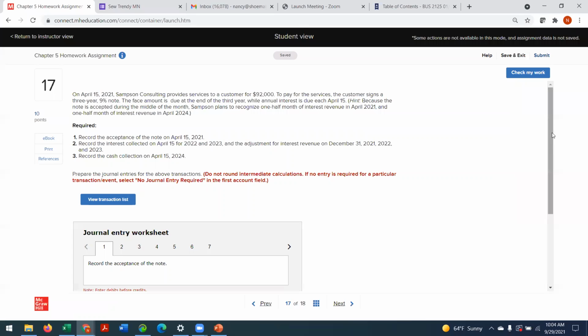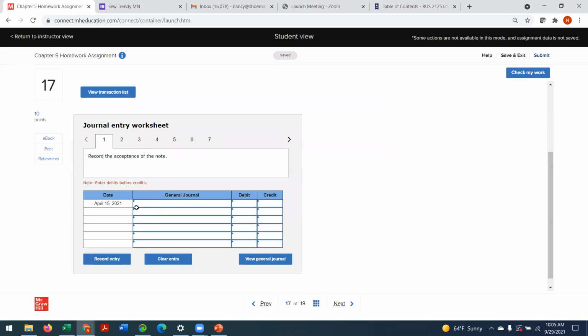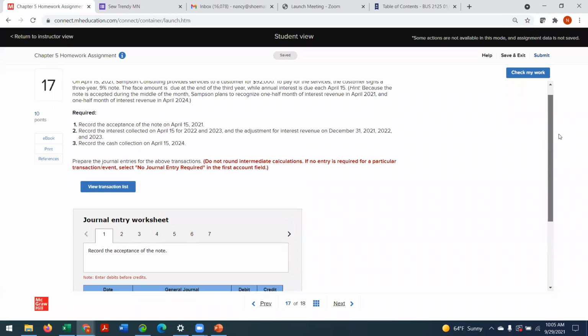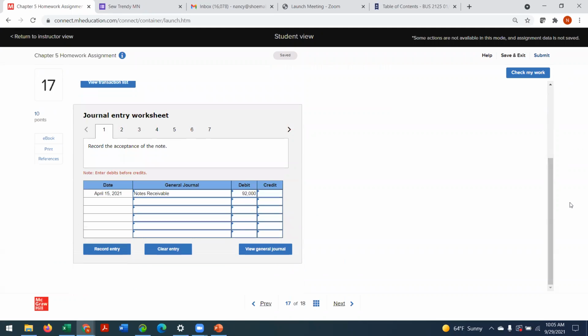2024. So we are going to record the acceptance of the note, and this note is for $92,000. So won't we show note receivable for $92,000? And was this for services? Yeah. Service revenue for $92,000. Okay.